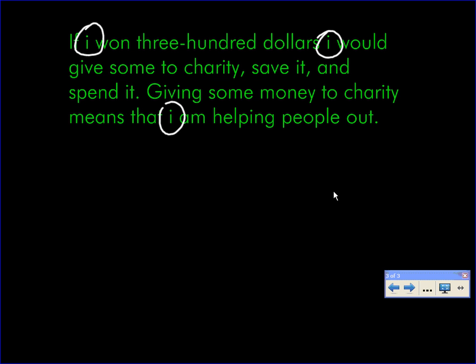Let's take a look at that second sentence. Let's leave the first one intact for the moment. The first one is an if-then. If I did this, then I would do this. So we quite often need the repetition of the I in there. We might not be able to fix that. So any of you dealing with the same if-then statement, it might be difficult to fix. So let's fix the second one. Giving some money to charity means that I am helping people out.